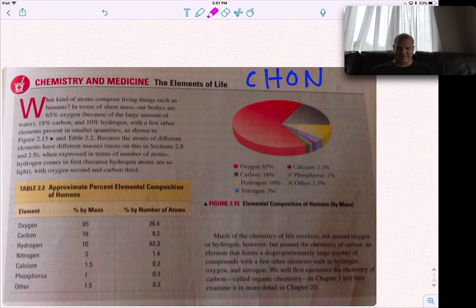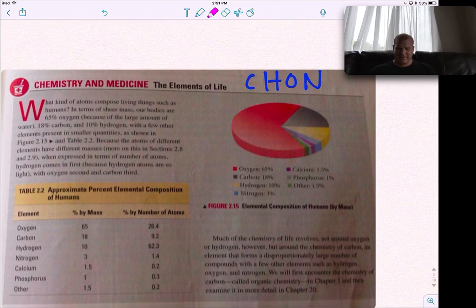And if you look at the composition of humans by mass, we are 65% oxygen, 18% carbon, 10% hydrogen, and 3% nitrogen. And if you look over here by number of atoms percents, we are 26% oxygen and 62% hydrogen. So we are often referred to as carbon-based life forms, but by mass we're mostly oxygen, and by atom we're mostly hydrogen. So why is this not surprising?